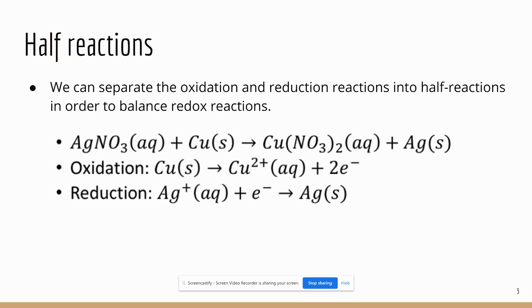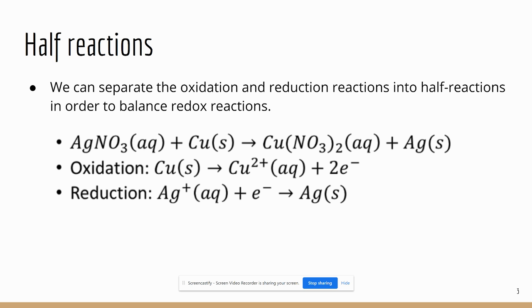So in this video, we're going to focus on a way of balancing chemical equations that not only balances the individual atoms, but also balances the electrons that are transferred. I have here an example, the same single replacement reaction we looked at in an earlier video, and I've broken it into two separate parts. First, the oxidation, and then the reduction.